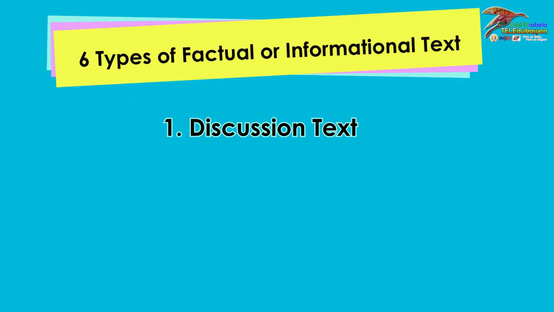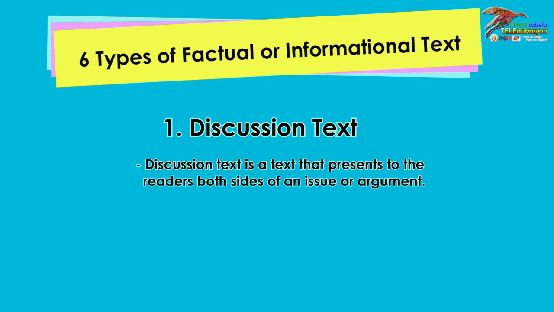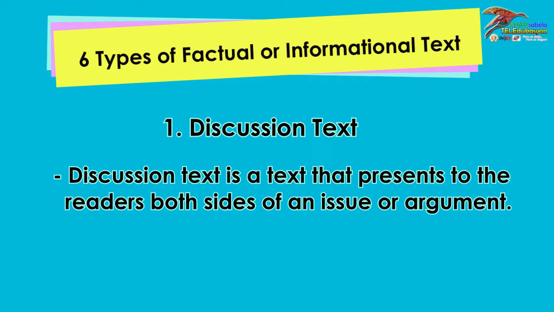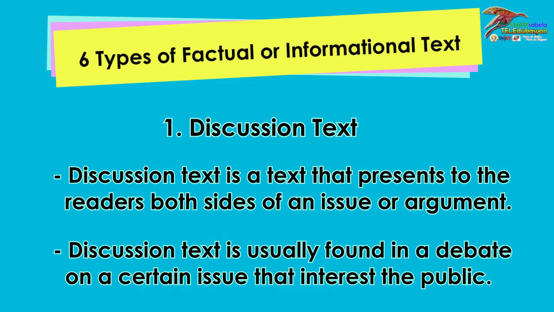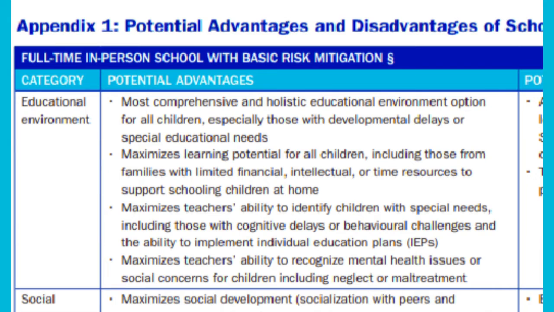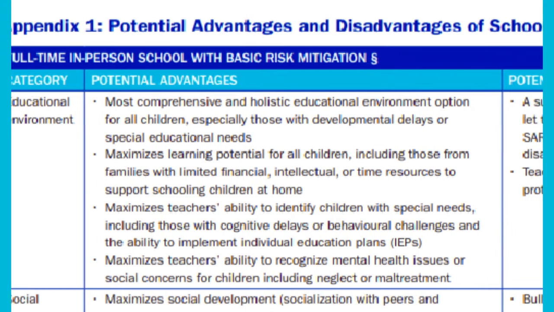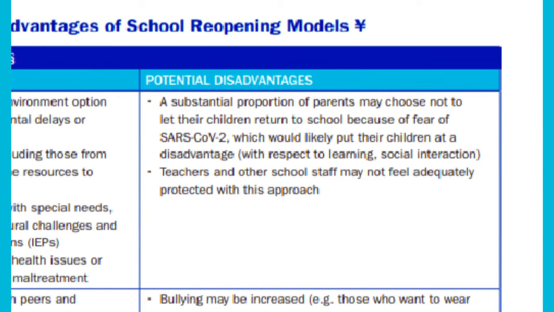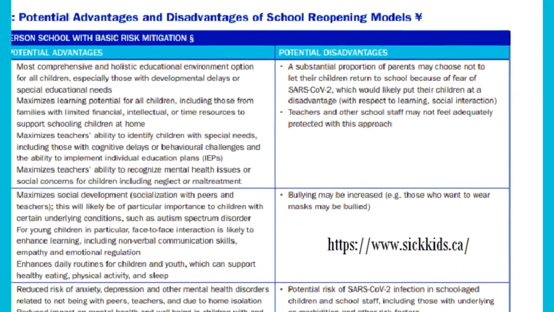The first one is the discussion text. Discussion text is a text that presents to the readers both sides of an issue or argument. Discussion text is usually found in a debate on a certain issue that interests the public. An example of discussion text is an article that talks about the advantages and disadvantages of school opening amidst the COVID-19 pandemic.